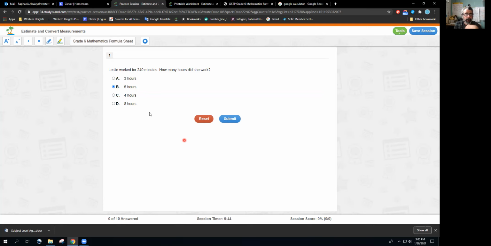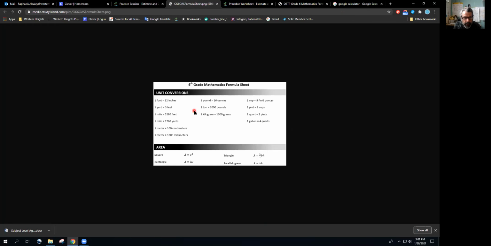Now the other important thing to notice is there's a conversion chart here, which is on the state test. So 1 foot equals 12 inches, 1 yard equals 3 feet, 1 mile is 5,280 feet. And if you look at the bottom, there are the area formulas. The area of a square uses the letter S, which stands for the side of a square, because when you have a square, all sides are equal. And then there's the rectangle. They use length times width, which is the same as base times height. And then there's the parallelogram.